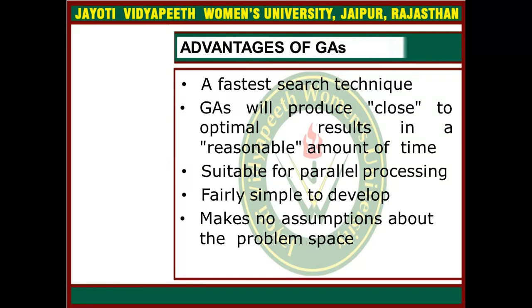Now come to the advantages of genetic algorithm. This is the fastest search technique. This will produce close to optimal results in a reasonable amount of time. This is suitable for parallel processing. It is fairly simple to develop. This makes no assumptions about the problem space.